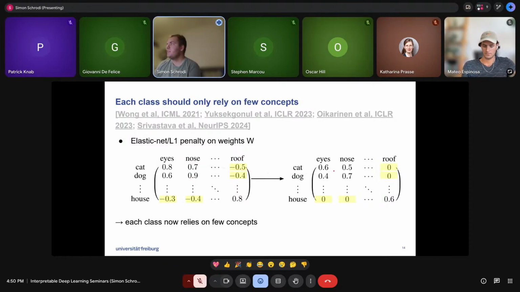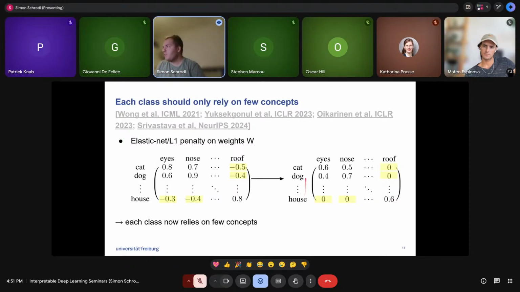And with this penalty, essentially we force a lot of these values towards zero, which are non-important. For example, to predict the cat, the roof doesn't play that much of a role and should be kind of 0. So it should not influence the prediction for the cat. So basically what we get out is a matrix with a lot of zeros, and each class now relies only on few concepts. And few means here like 20 to 40, still a lot. But still it's less than thousands or hundreds. So we reduced the problem already quite a bit.